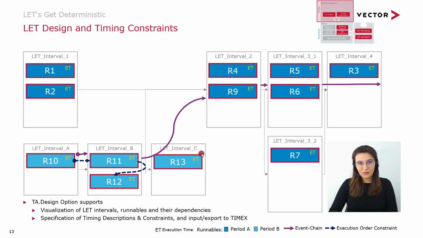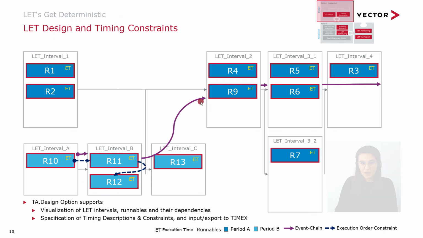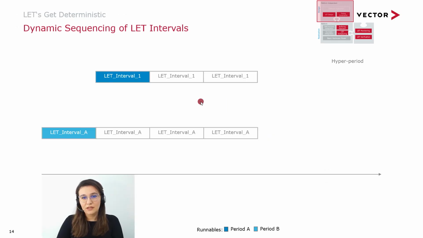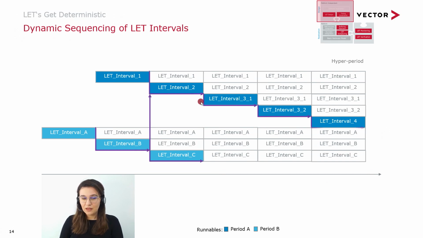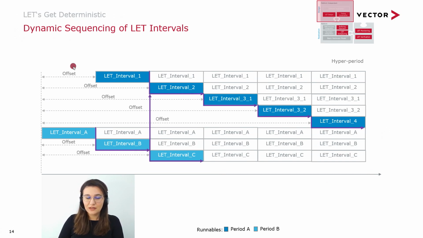For setting the base for our realization of the LET, we assume that the LET intervals are defined. So what the LET intervals are, the runnables mapped to them, and the critical event chains. More on this you can find in our LET guidelines. After the design of the LET intervals is there, it is important to also define the data flow of the LET intervals. This can be done through the offset timing constraint, where we can then analyze the data flow and plot the sequence of the expected LET intervals.